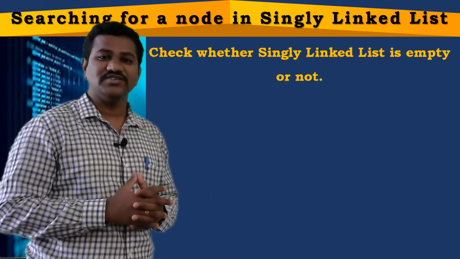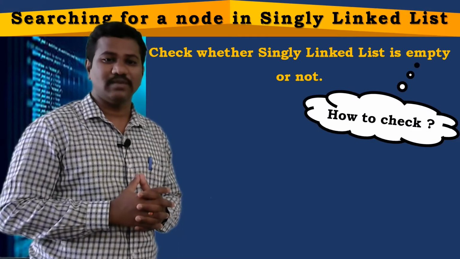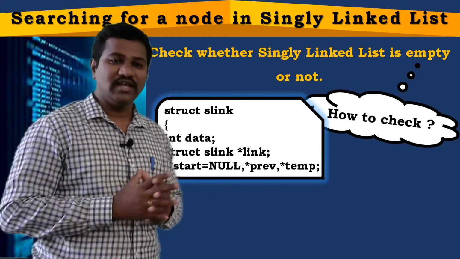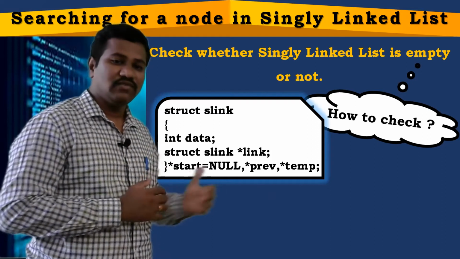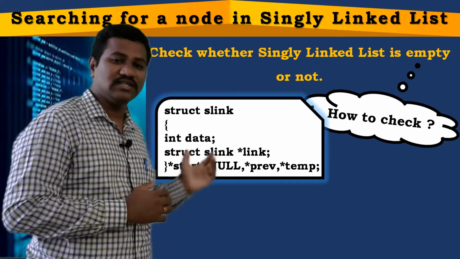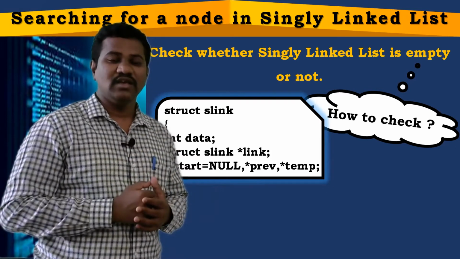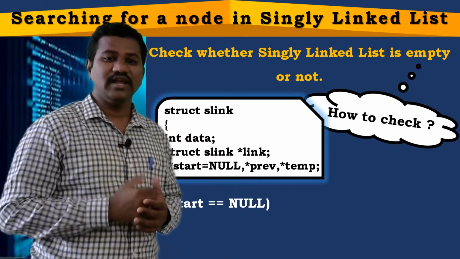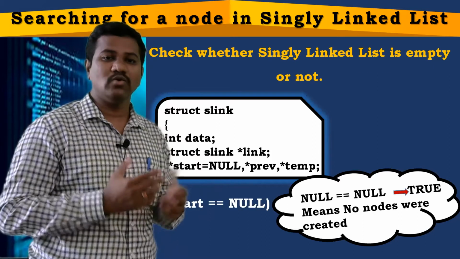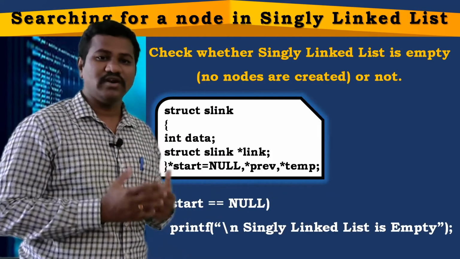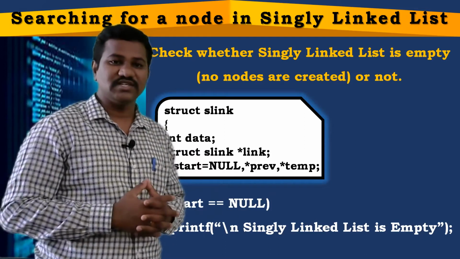The first step is to check whether the list is empty or not. How do we check that? At the time of declaring the program, we take 3 pointers. In that, we store null in the start pointer. When we are executing this search function, if start still contains null, then we print a message that there are no nodes in the list. If the start pointer contains null, we simply print that the single linked list is empty.